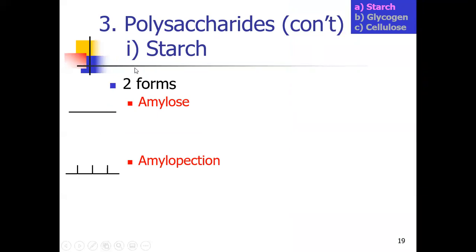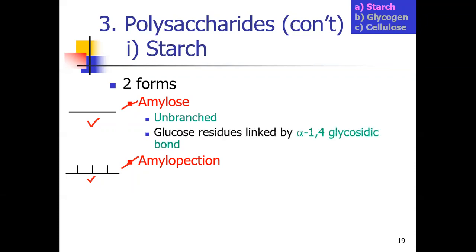Now, starch is a polysaccharide. That means it's made up of polysaccharide chains. Starch can exist in 2 forms. The polysaccharide chain can either exist in the form of amylose or amylopectin. This is a representation of an amylose molecule, and this is a representation of an amylopectin molecule. Now, amylose is unbranched. That means the polysaccharide chain is unbranched, and the glucose residues are linked by alpha 1,4-glycosidic bonds.